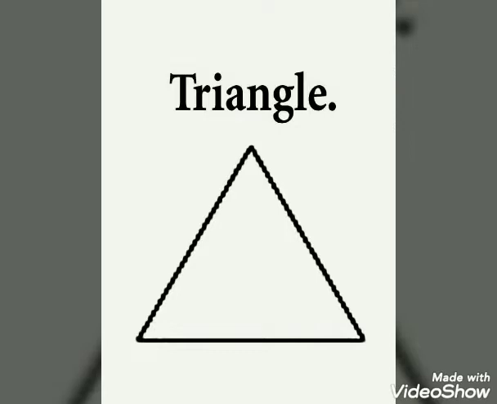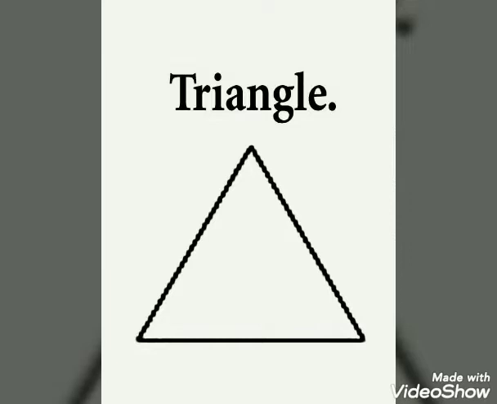Next one, triangle. A triangle has 3 sides, and it also has 3 edges and 3 vertices. Edges means corners. Okay. A triangle has 3 sides.